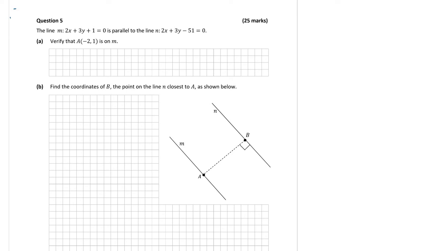So this is a Leaving Cert past paper question from 2018. It's paper 2, question 5. It's on coordinate geometry of the line. So we have a line which is parallel to another line. Verify that a point is on one of the lines.